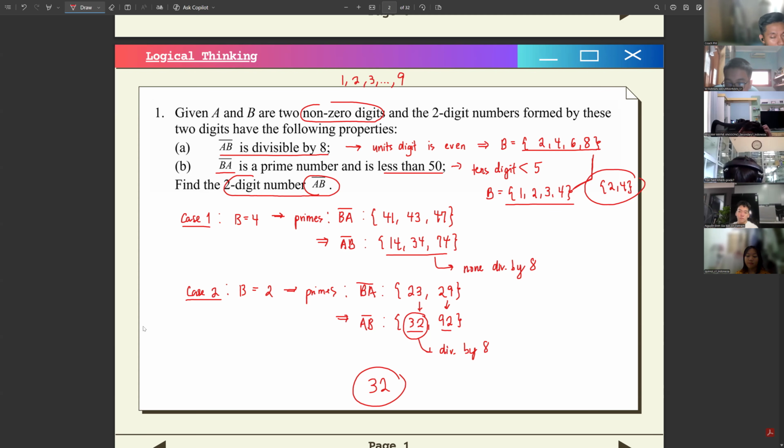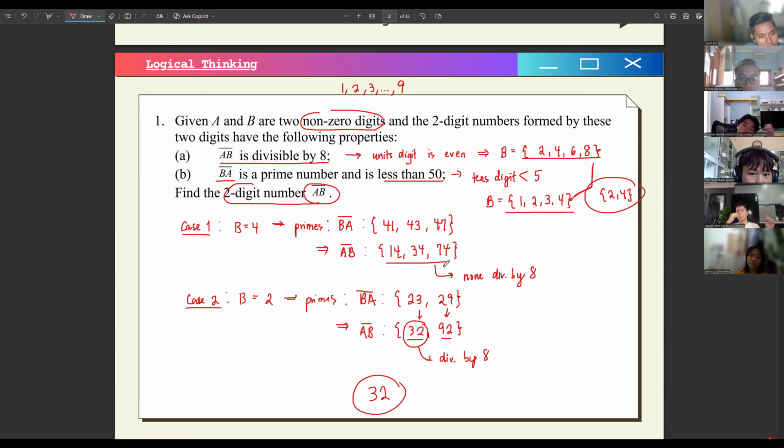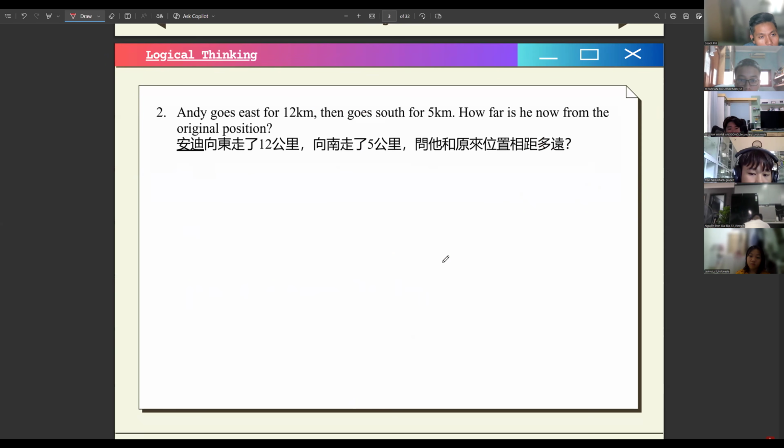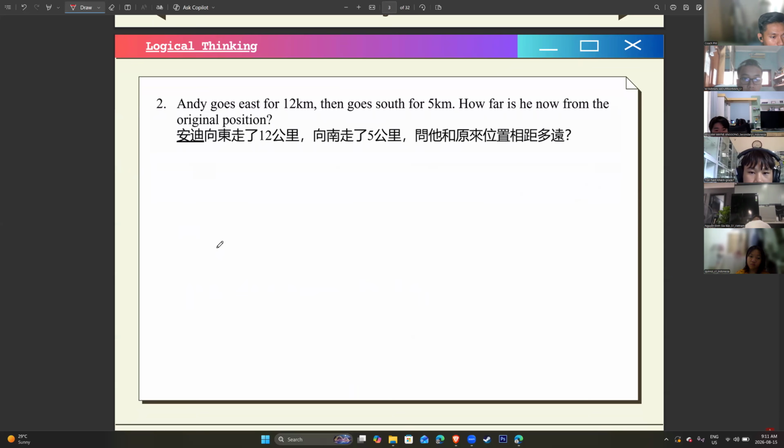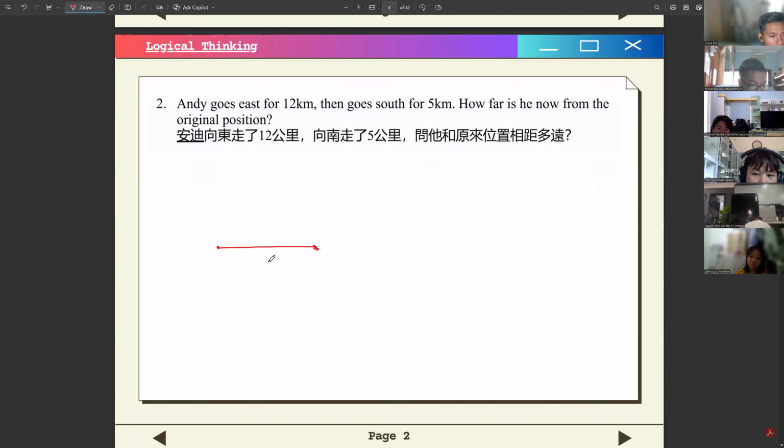We have a chat box here, so you can use it if you have any concerns. So number 2: Andy goes east for 12 kilometers and then goes south for 5 kilometers. Let's draw. This is the starting point. Andy goes like this for 12 kilometers and then south for 5 kilometers. So this is the end point. How far is it now from the original position? When we have problems like this, it's just the straight line distance, right? From the start to the end point.